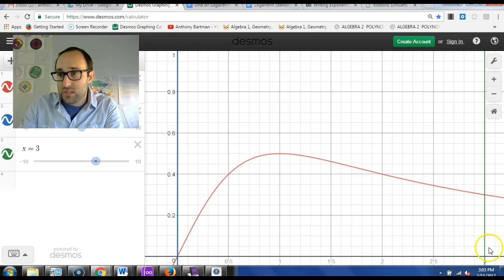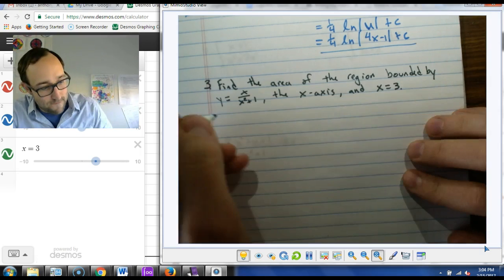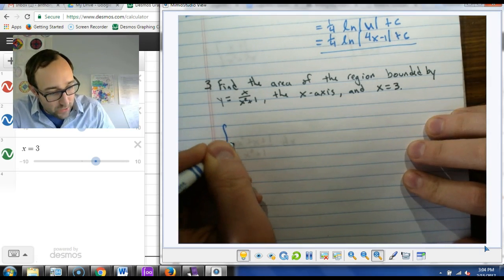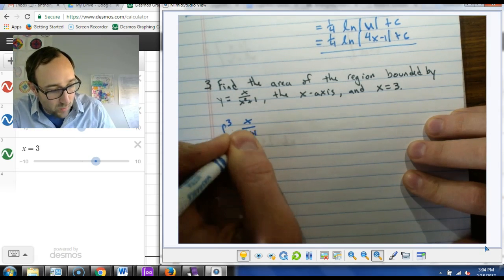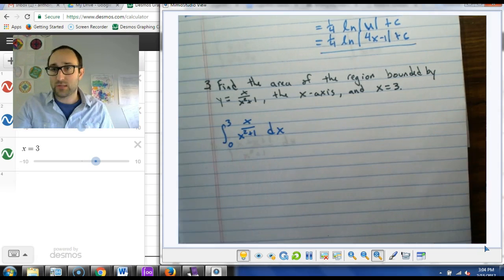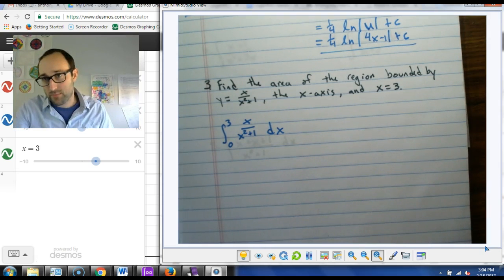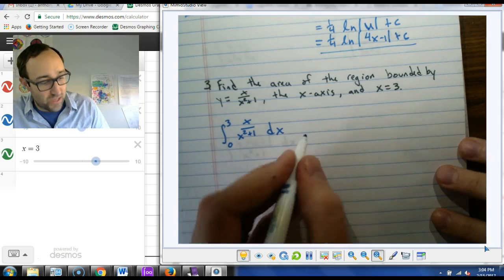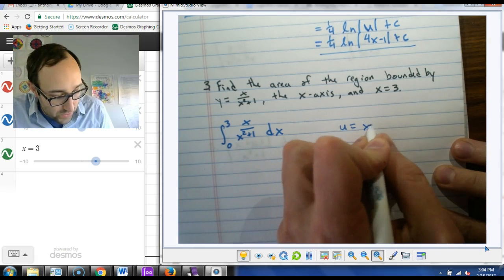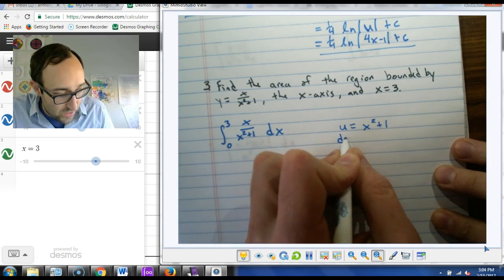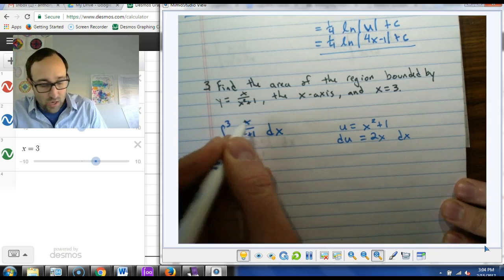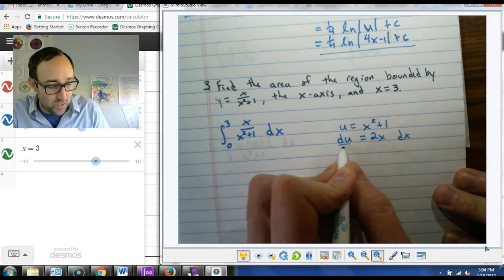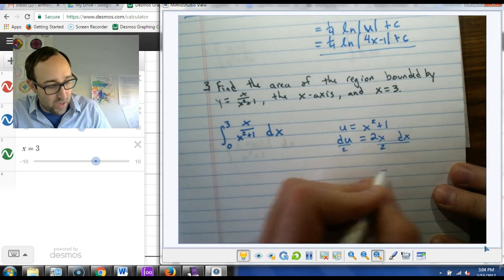Okay? So basically, I want to find the integral, right? We're going to find the integral that goes from 0 to 3 of x over x squared plus 1 dx. Right? Okay. So now what I'm going to say is let's set u equal to x squared plus 1. Let's set du equal to 2x dx. And I've got this x in the numerator. I don't have a 2, so I'm just going to divide this by 2, divide this by 2. And I'm going to put that 1/2 out in front.